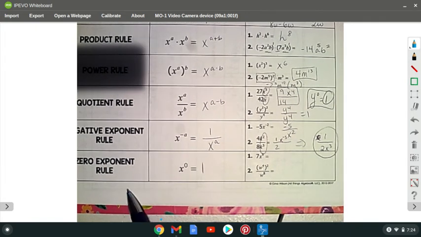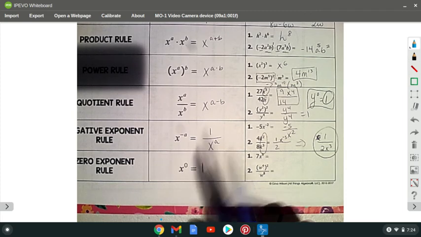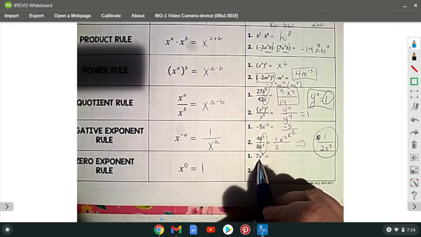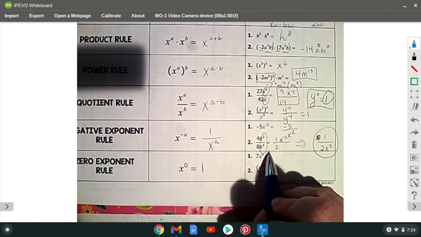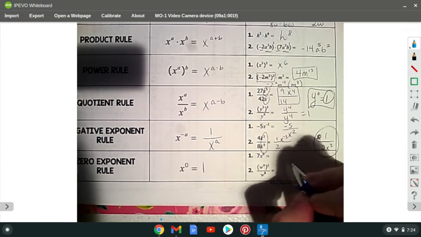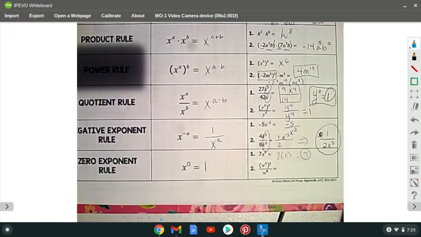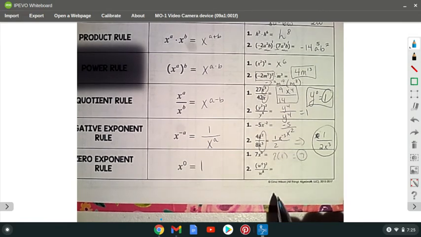Lastly, we have that 0 exponent rule, which I just mentioned. Anything to the power of 0 is 1. Remember that parentheses are powerful here. So I don't have parentheses making this 7 to the power of 0, just the x. So x to the power of 0 is 1, but I still have that 7 there. So my answer would be 7 here, because 7 times 1 is 7.